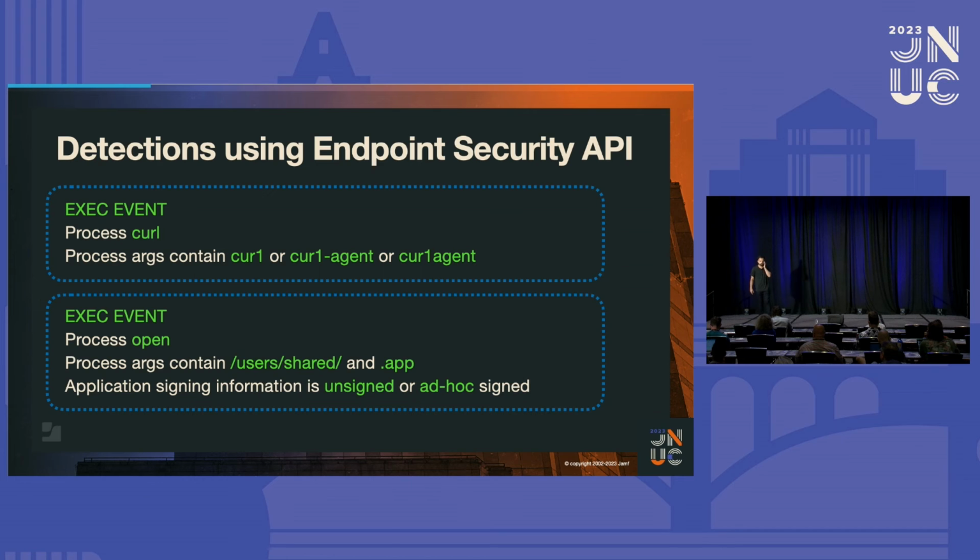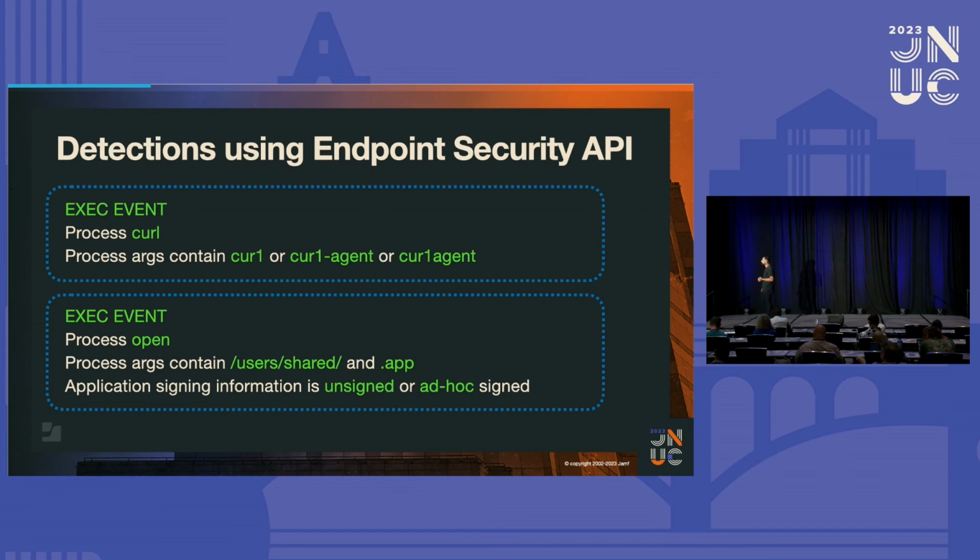So let's talk about some of the detections leveraging Apple's Endpoint Security API. Primarily, we're going to focus on exec events, when the malware executes. The detections here focus on the first stage, since we want to be able to identify it at a pretty early stage. We look for exec events where the process is curl and the process arguments contain curl/1 or curl1-agent or curl1 agent. Those are some of the user agents that we've seen with this malware. That's one way to go about detecting RustBucket using behavioral-based detections in your own environment.